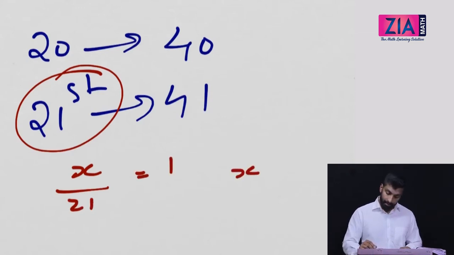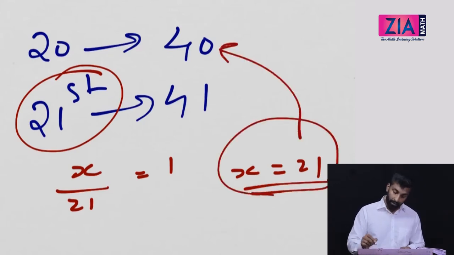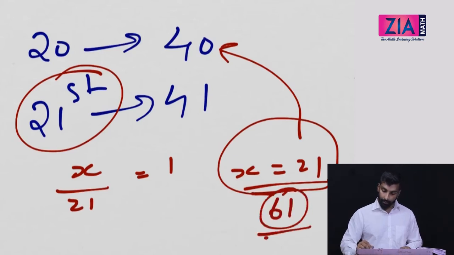So what is x? X is nothing but 21. So how much extra runs you scored? 21 extra runs you scored from 40. So what is the runs you scored is 61. So this will be the question.